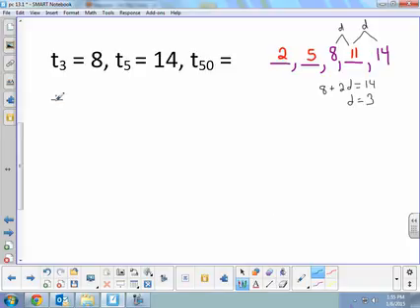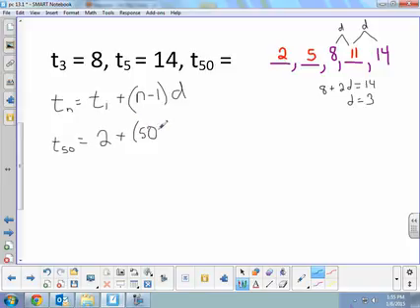So it's just going to be a matter of putting everything into that formula. And I'm going to just substitute everything in at one time. T sub 50 would be your first term. Your n would be 50. And your D is 3. And that just becomes calculator work. I think that works out to 149.